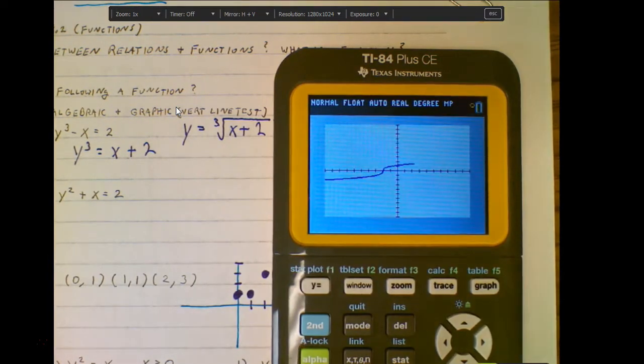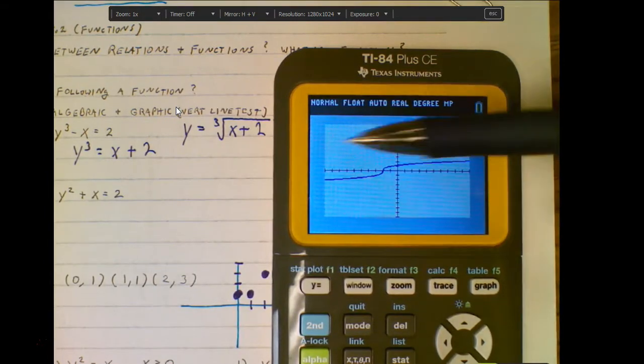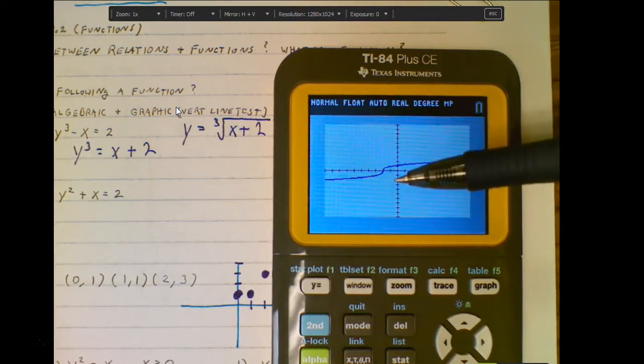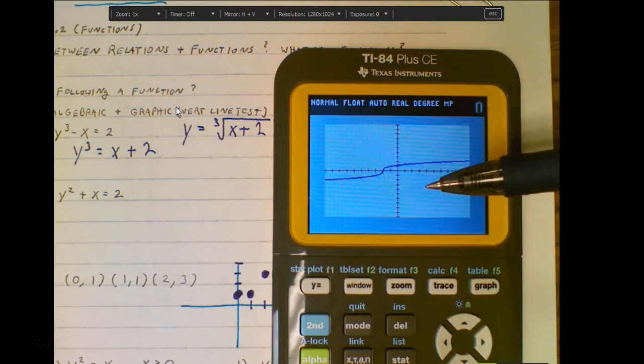You learned something a while ago as far as testing these, which would have been as early as Algebra 1. We do something called the vertical line test. The vertical line test just says if I can draw a vertical line anywhere on this graph and only hit the function one time, then it passes the vertical line test, therefore it is a function. And you can see this one would pass the vertical line test.